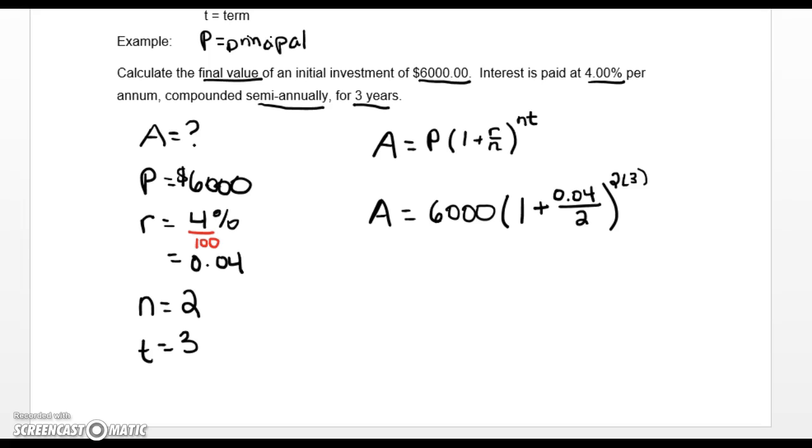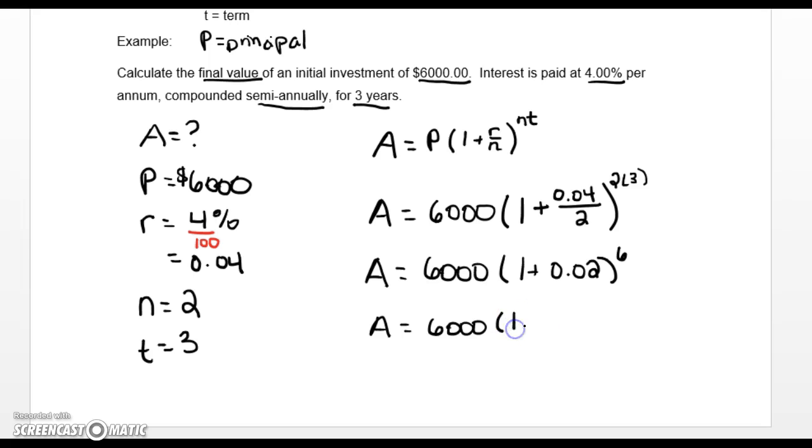Then I'm going to simplify the right-hand side just a little bit before I can plug anything into my calculator. I'm first going to simplify this division, or this fraction. 0.04 divided by 2 is 0.02. I'm also going to simplify this multiplication in our exponent. 2 times 3 is 6. Then I can simplify inside my brackets: 1 plus 0.02, and that will give me 1.02.